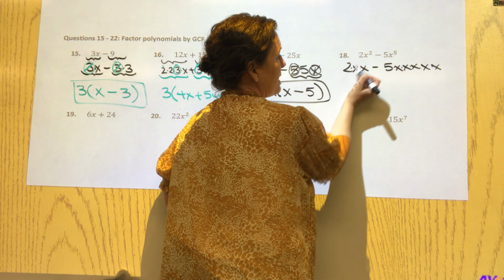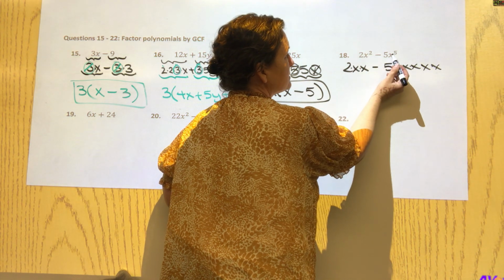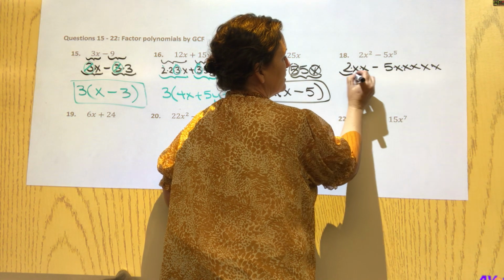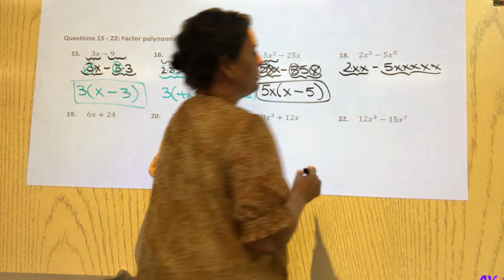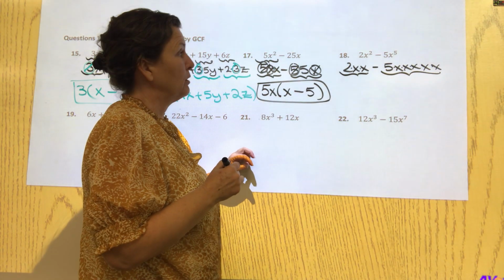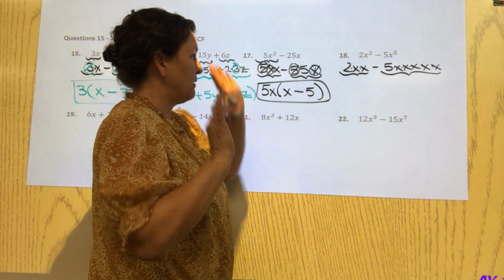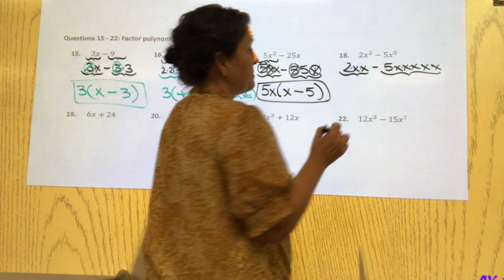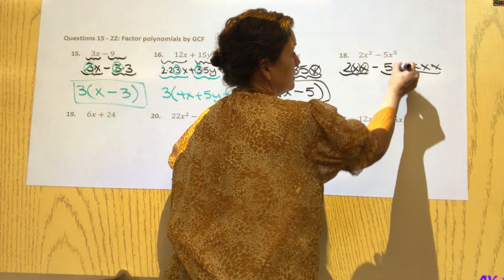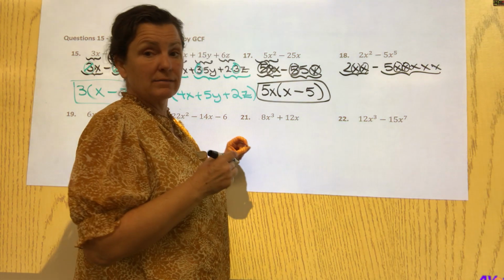So that's 2x done. Now 5x... So here's part 1 and part 2. What do they have in common? Well, it sure isn't a number. You don't have a 2, you don't have a 5. So they don't have a number in common, but they have some x's. They have 2 x's in common.